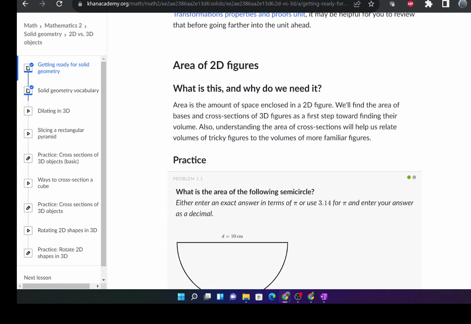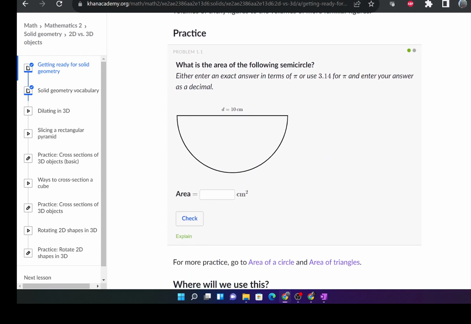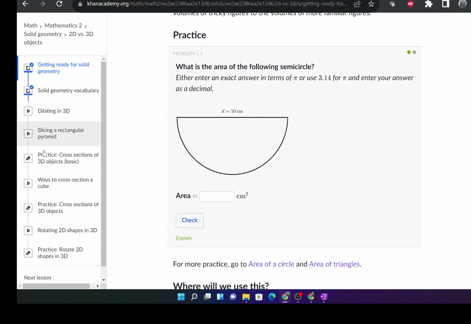So why do we need this? We want to figure out area, which is the amount of space that's enclosed in a 2D figure. And if we know the area of that, we can consider it a cross section of a 3D figure. So that's where we're going. And by the way, I intend to complete this whole section for Math 2+.